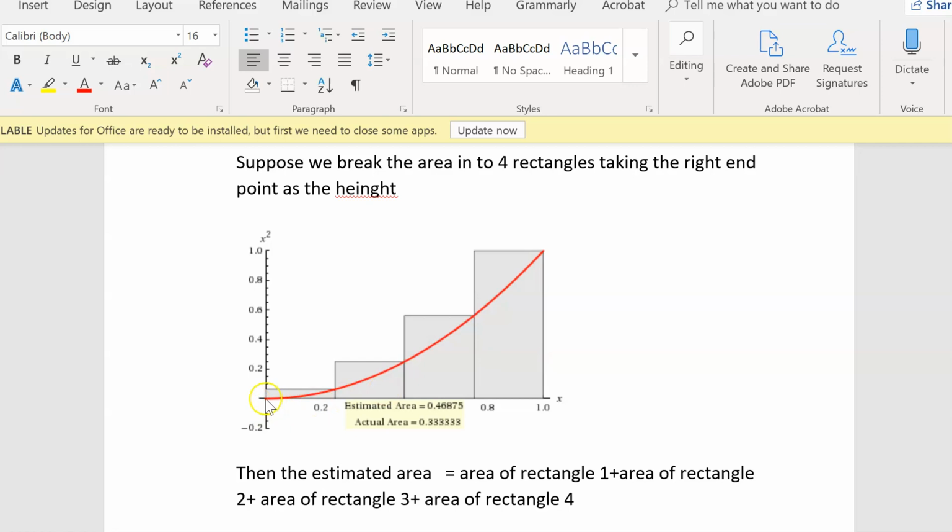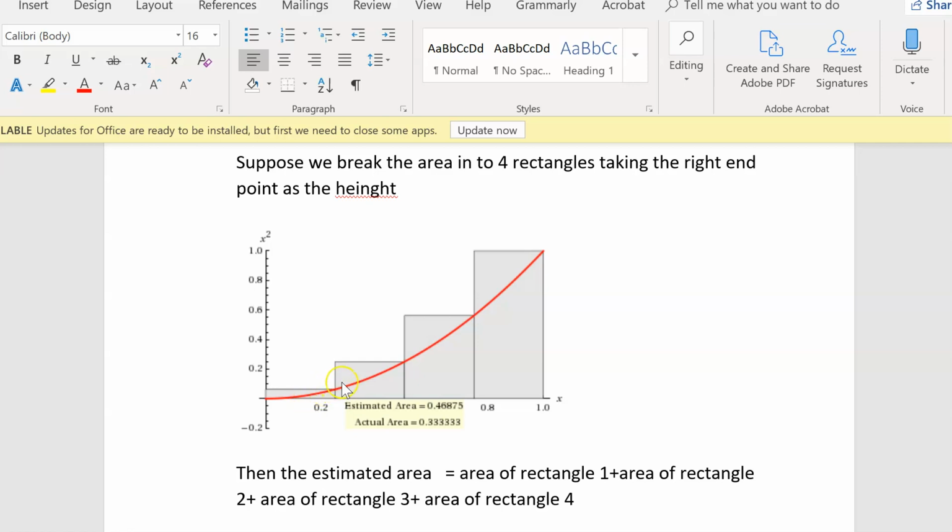First of all, we have the full interval, 0 to 1. Because we are doing four rectangles, we broke it into four pieces. So this is 1/4, then 1/2, 3/4, and this is 1. And we created the rectangles so that the height of the first rectangle is given by the right endpoint of this interval. The right endpoint is 1/4, and the height is the value of the function at that point.